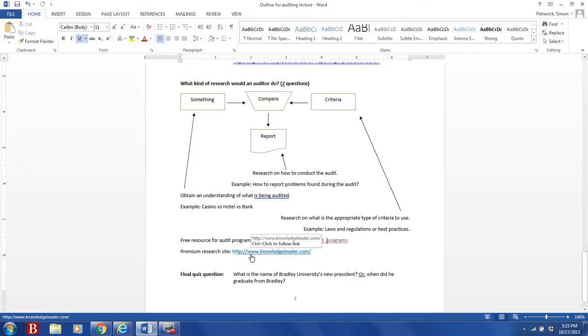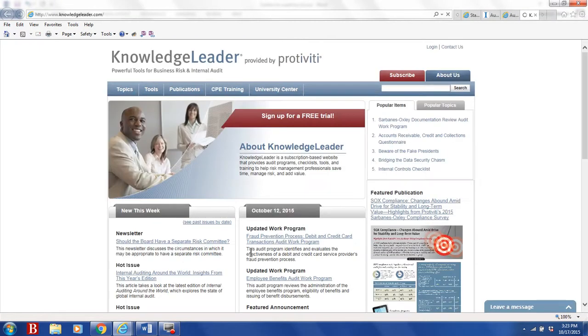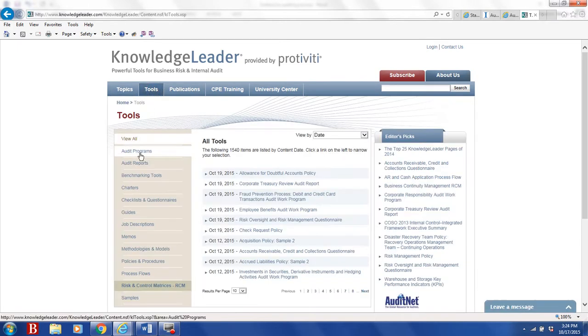Another resource is called Knowledge Leader. This is a for-profit organization, and they make a lot of things available to internal audit departments. One of those being, you can see the link here, for audit programs.